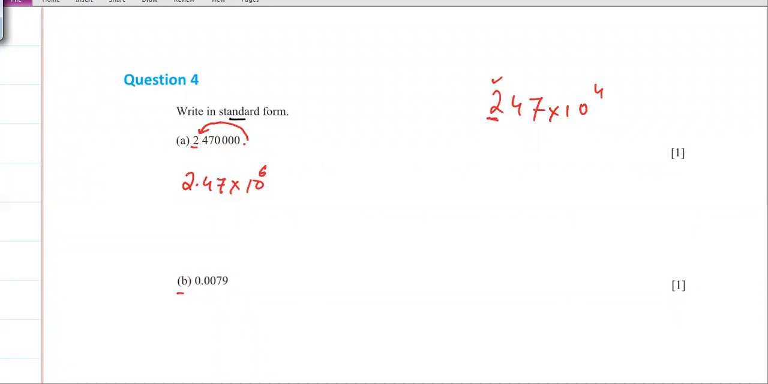This is the first non-zero digit, so the decimal point should move here. It will become 7.9 into 10 to the power... How many digits did you move? 1, 2, 3. So it will be 10 to the power minus 3. 7.9 into 10 to the power minus 3. That will be the standard form.